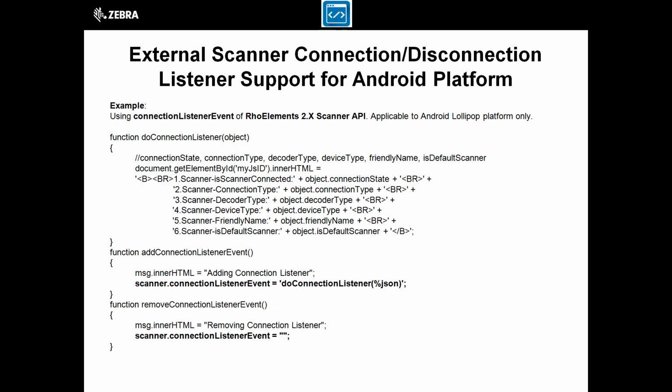So here is an example for the connection listener event, which is implemented under RhoElements 2.x scanner API. Basically, what we are doing here is registering the scanner by using the scanner object's connection listener event, and we are registering the do connection listener method, which is nothing but a callback method that will be fired whenever the external scanner is connected or disconnected.